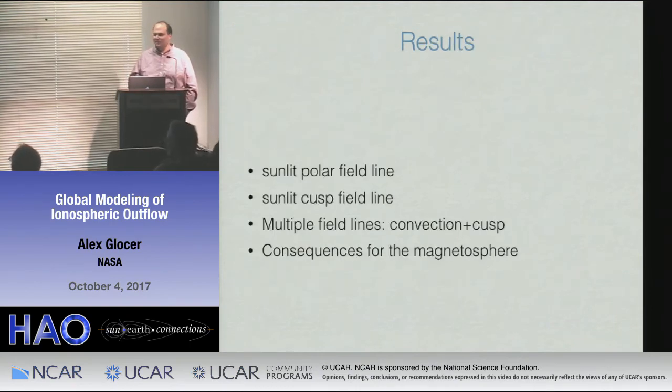So here are some results. Just to remind you, we're going to step through these in levels of complexity. We'll start with the simplest case at the top and the most complex case at the bottom. For the simplest case, we're talking about the sunlit polar field line with nothing else going on, just sunlight shining on the atmosphere. Then we'll go to the cusp, then the global cusp with convection, and then the coupled model with the magnetosphere.